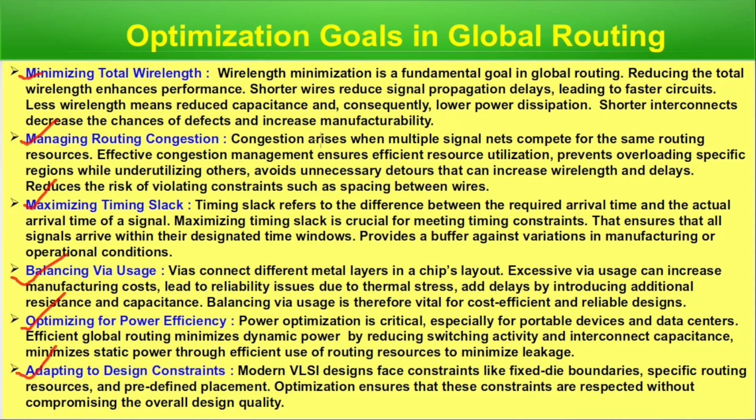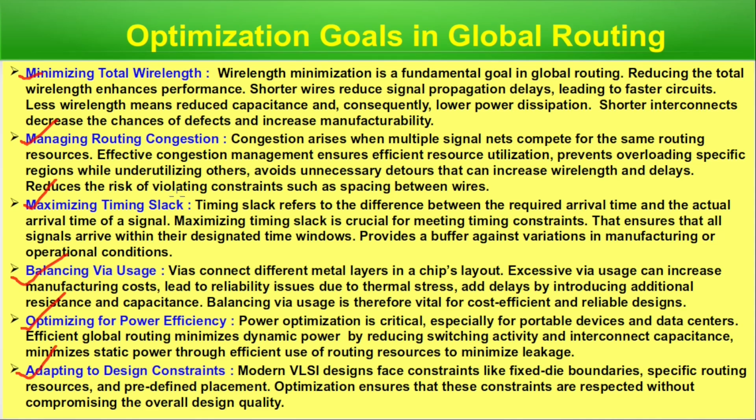Managing routing congestion. Congestion arises when multiple signal nets compete for the same routing resources. Effective congestion management ensures efficient resource utilization, prevents overloading specific regions while underutilizing others, avoids unnecessary detours that can increase wire length and delays, and reduces the risk of violating constraints such as spacing between wires.